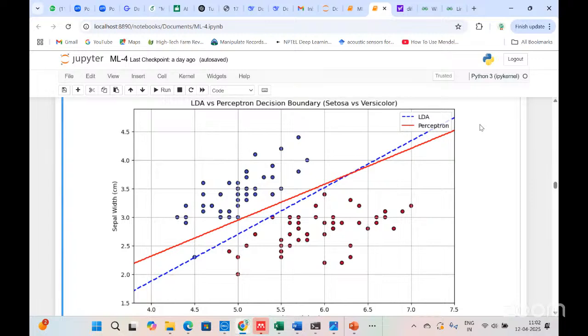Coming to the perceptron, this is the perceptron line. Has the perceptron classified correctly? Blue and red, it classifies the data by reducing the errors to the maximum extent. Not to the 100% extent, but to the maximum extent possible. It is going to reduce the errors by doing the classification correctly.